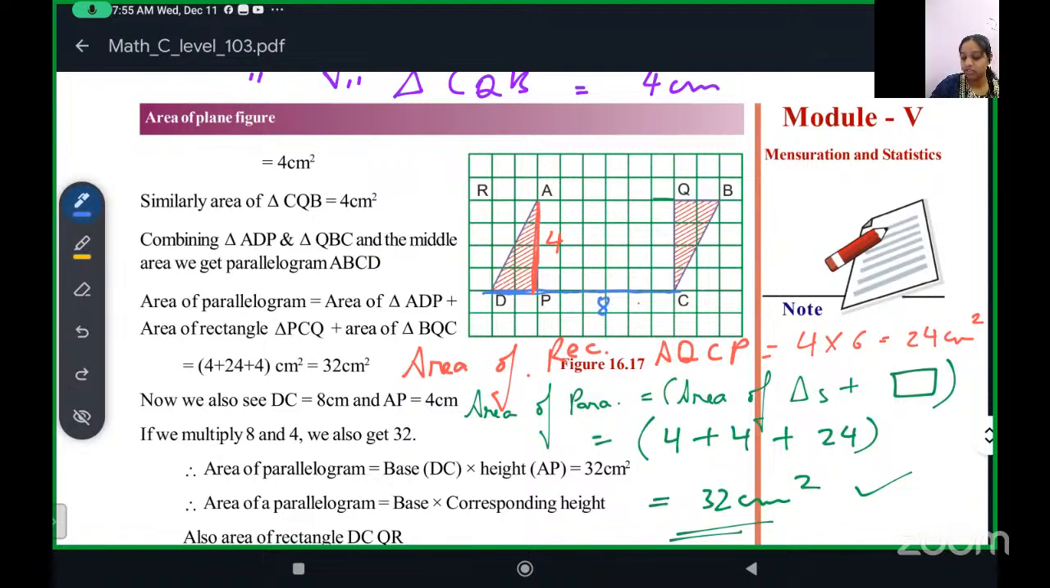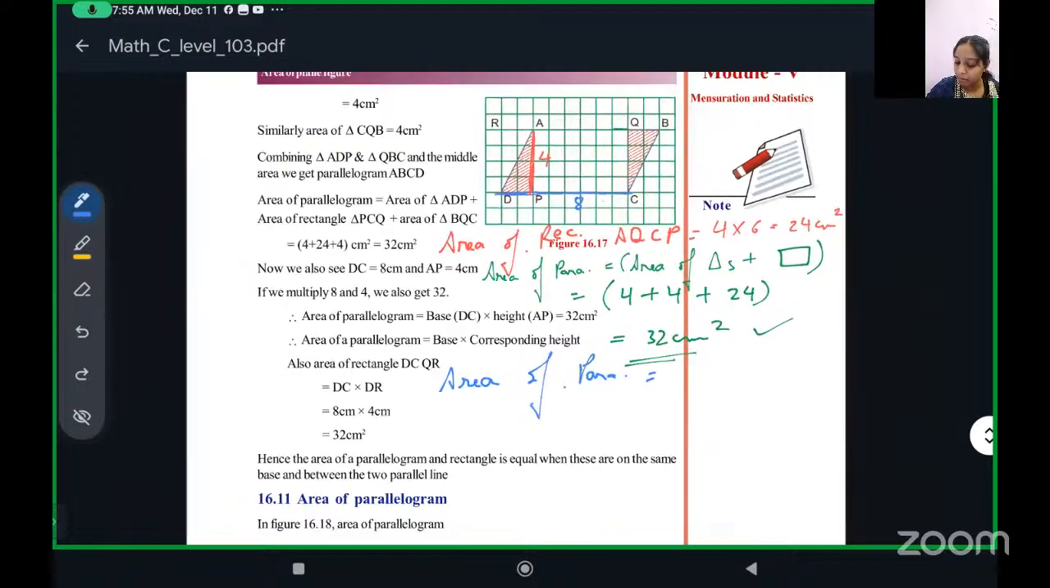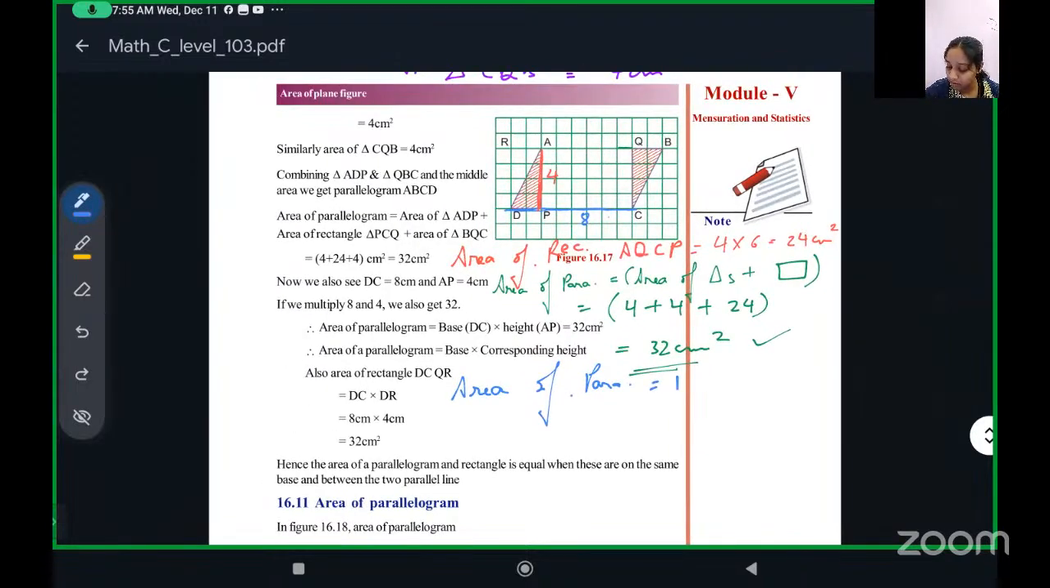So directly you can find the area of parallelogram. Area of parallelogram is equal to base into height. Base, that is DC, into height, that is AP. So base is 8 into 4, 32 centimeters square.